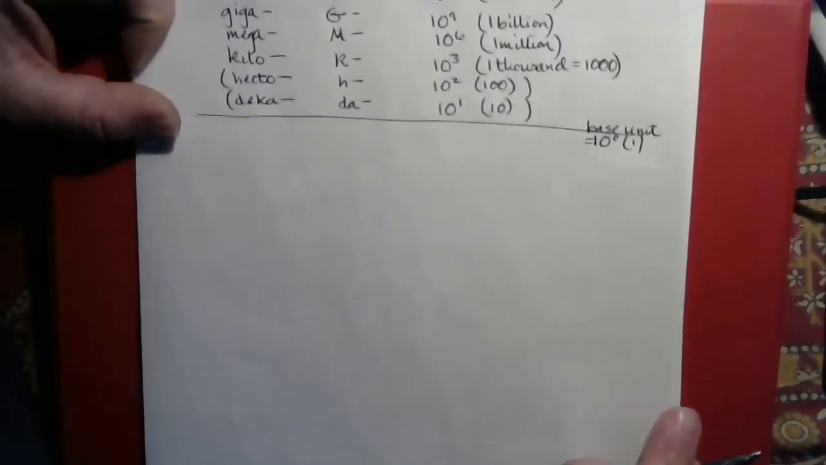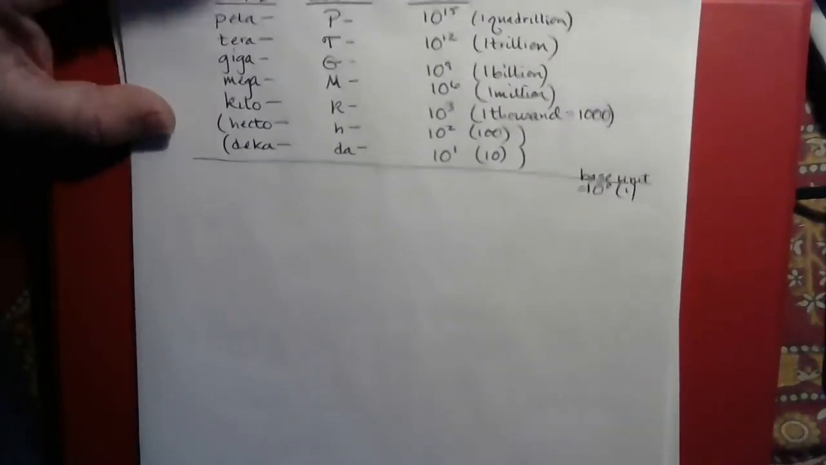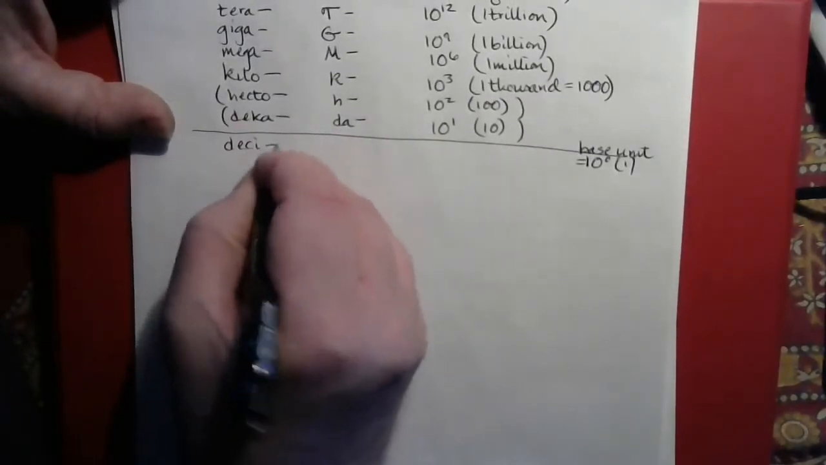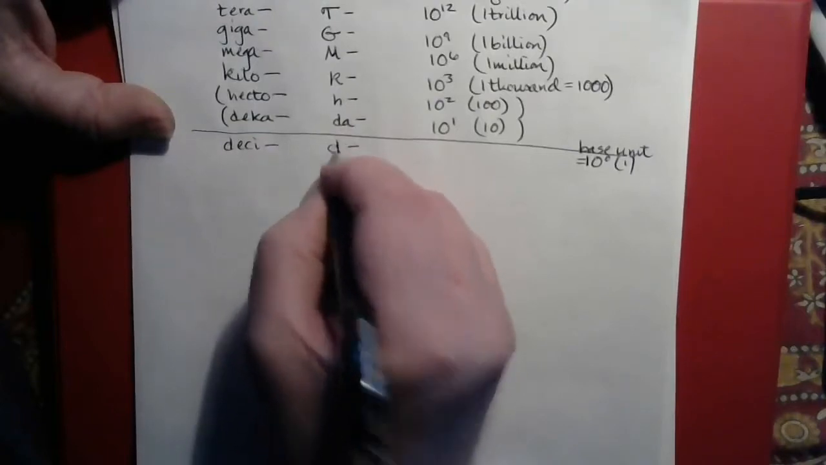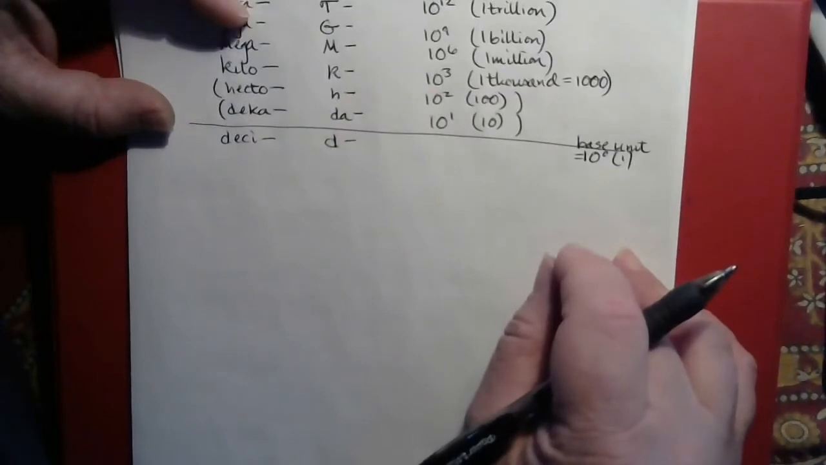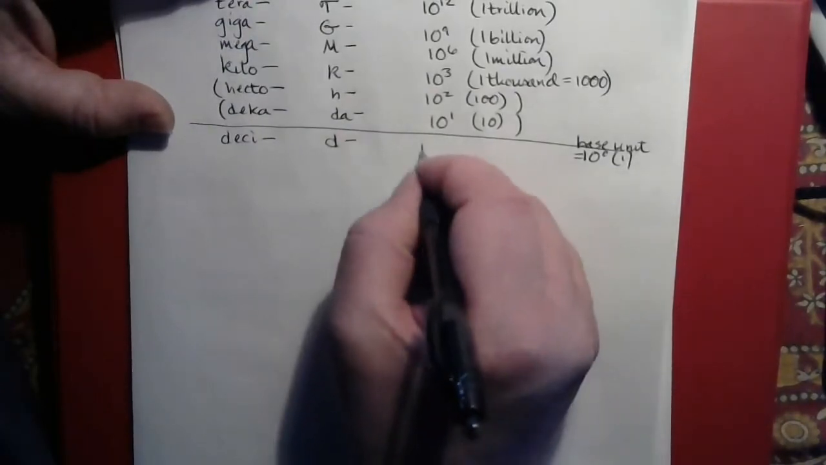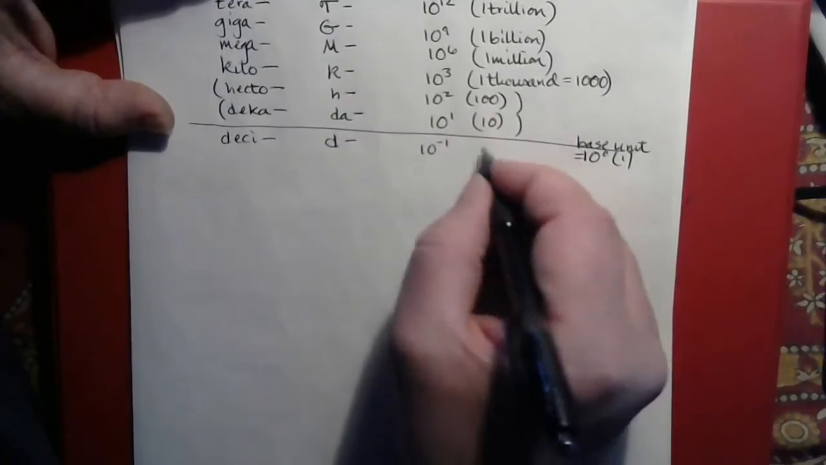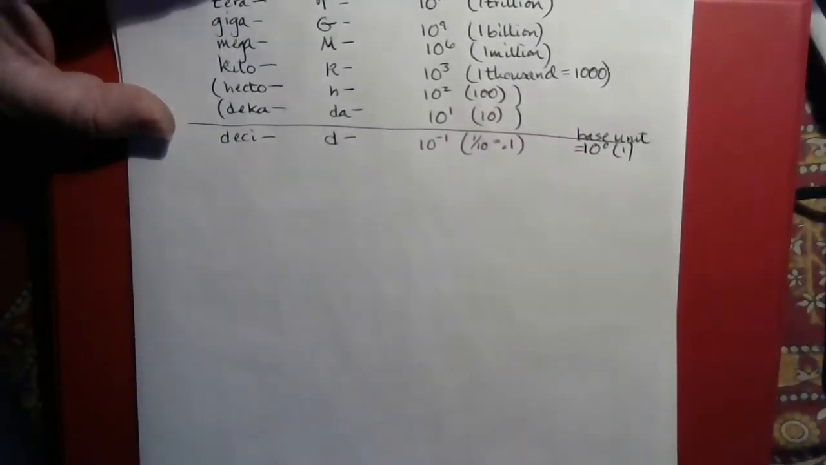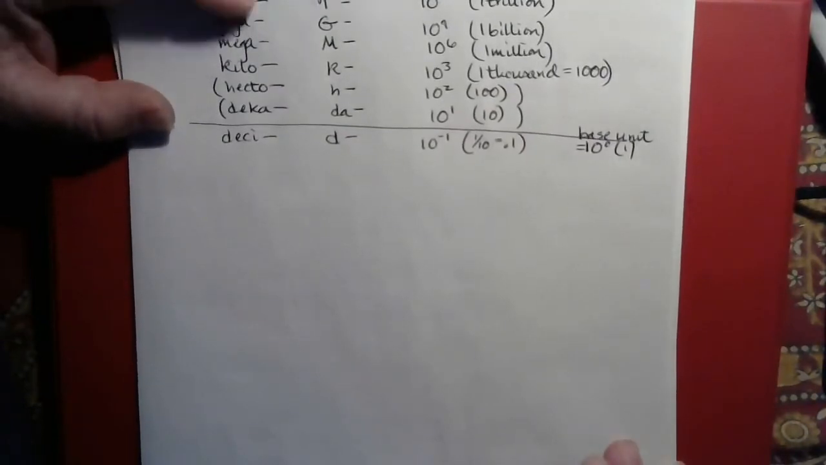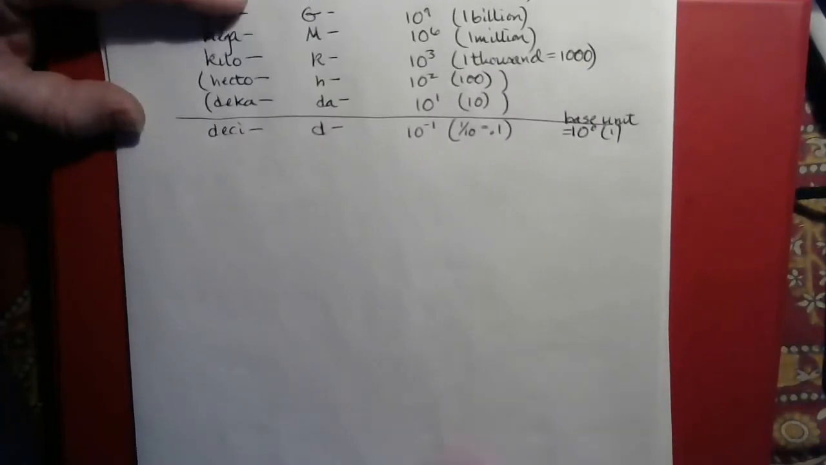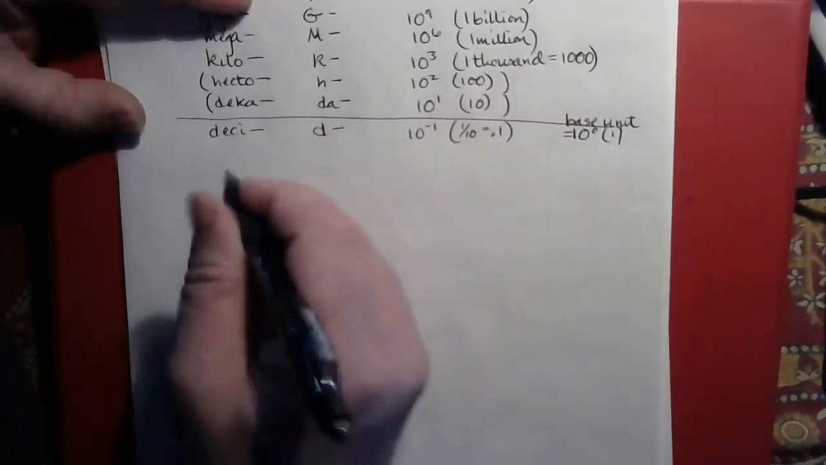Anything below the line here is going to be less than 1. So we're getting into fractional values now. Deci, or just lowercase d followed by the abbreviation of the unit, is 1/10, or 10 to the minus 1, or 0.1, depending on how you want to look at it.